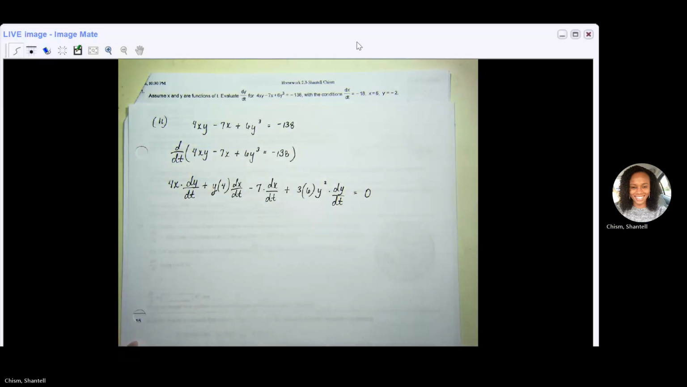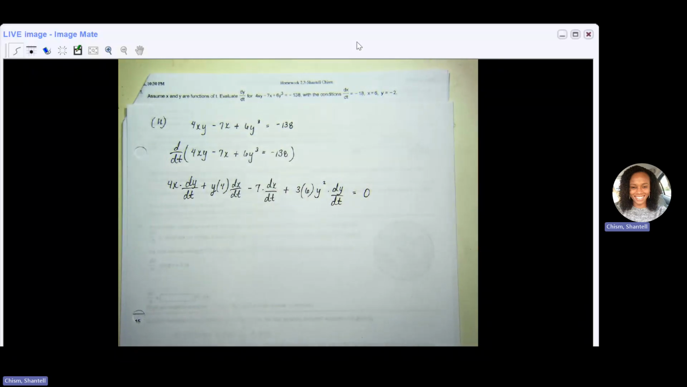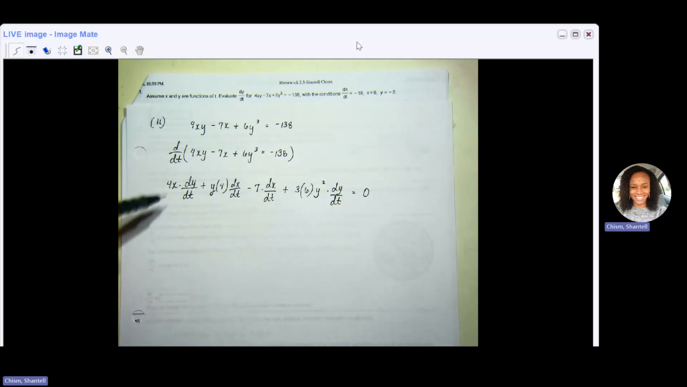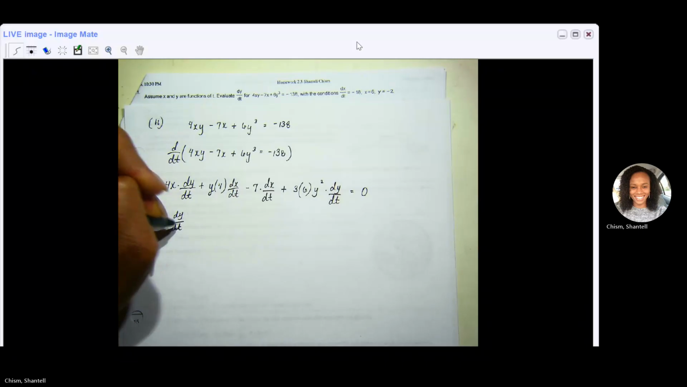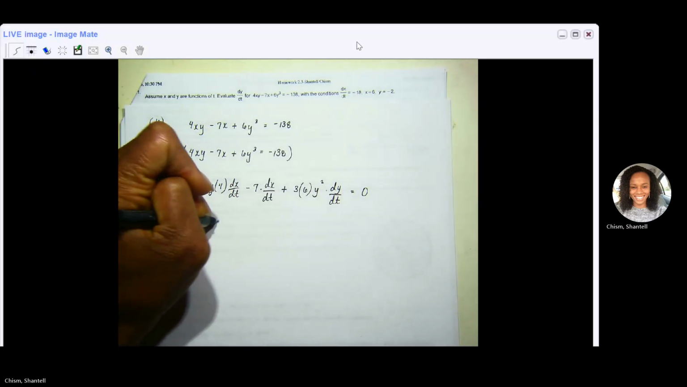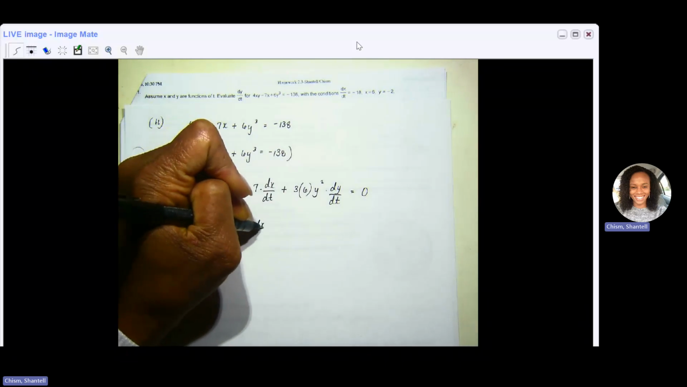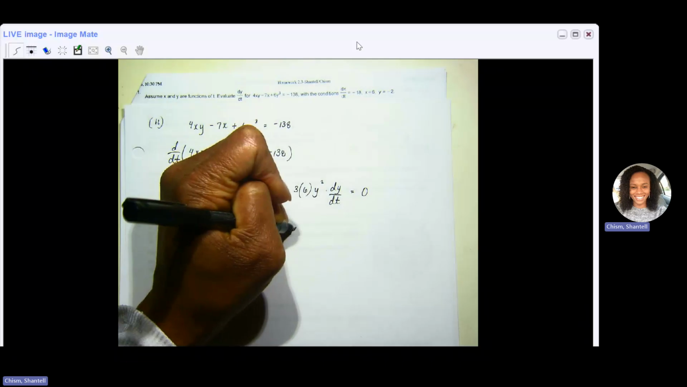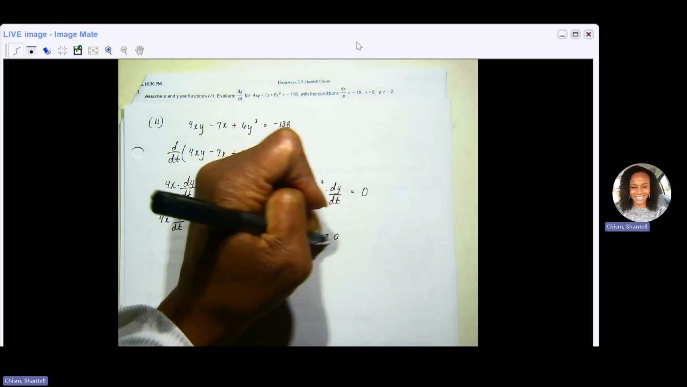That's just 0. Okay? So I'm going to clean this up a little bit, and then we'll plug in our conditions and figure out what's missing or what we're trying to find, which we already know. We're trying to get dy over dt. So let's clean this up a little bit. So right now we got 4x dy over dt plus 4y dx over dt minus 7 dx over dt plus 18 y squared dy over dt equals 0.